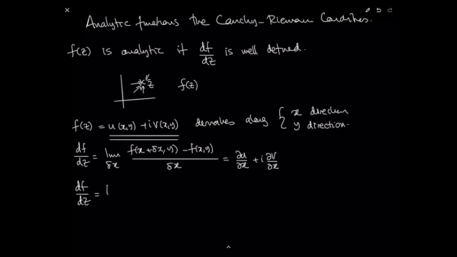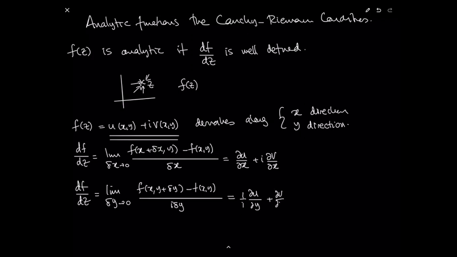Okay. Now let's do the same thing but along the i direction. Now we take the limit when dy goes to 0, and now we have f of x, y plus dy minus f of x, y along the i dy direction. And if you do that, what do you get? You get 1 over i du dy plus you get an i from the dv dy, but it cancels with the i on the bottom, and you get dv dy.